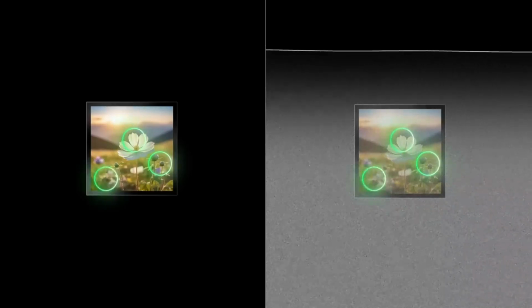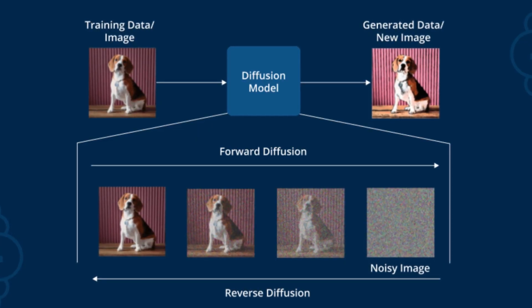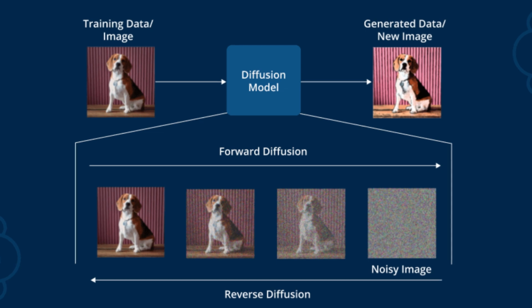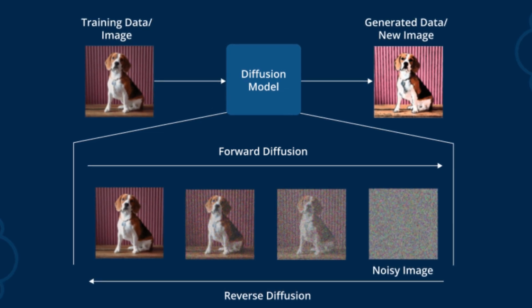This step is crucial because it helps the model understand how images degrade over time. The second phase is the reverse process, where AI learns to remove noise, effectively reconstructing the image.